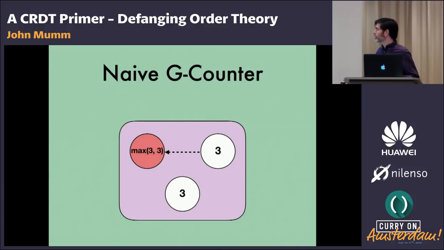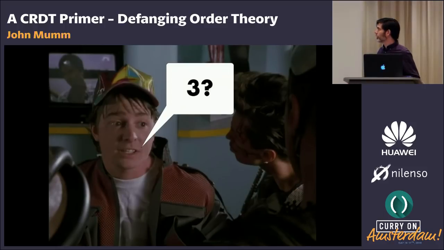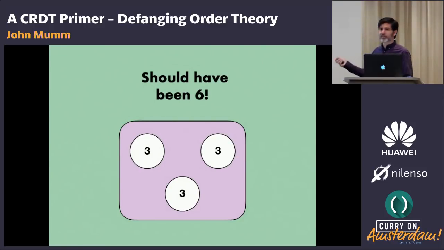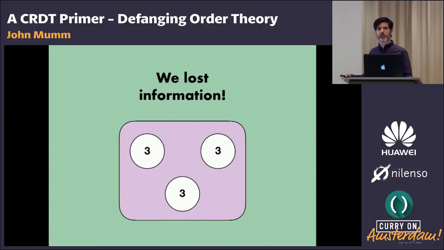We do the max of these 2, and it looks like we've converged towards something, but it wasn't what we were looking for, was it? So the problem is it should have been 6, and we actually lost information as we were doing our merges. Because now, no matter how much information we share, we're never going to get beyond 3.